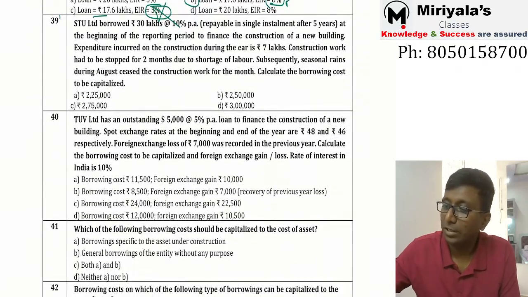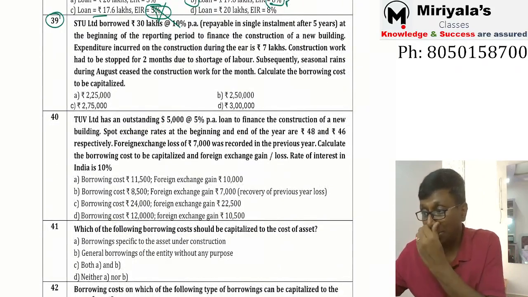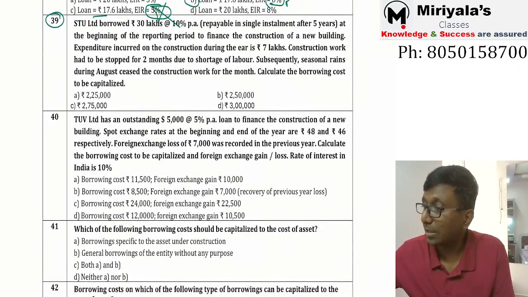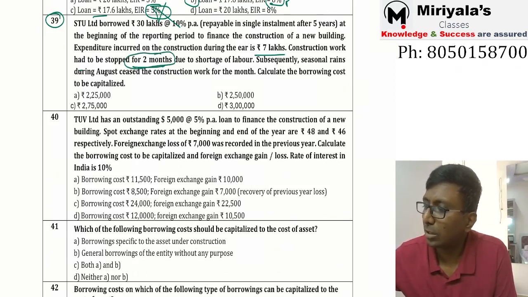Okay, right. 39th bit. STU Limited borrowed 30 lakh rupees at 10%, repayable in a single installment after 5 years. At the beginning, for a new building, expenditure on the construction during the year is equal to 7 lakh rupees. Construction was stopped for 2 months due to shortage of labor. Then for those 2 months, whatever the borrowing cost you have spent is supposed to be charged to P&L. Subsequently, the seasonal rains during August stopped the construction work for 1 month. Calculate the borrowing cost that is supposed to be capitalized.